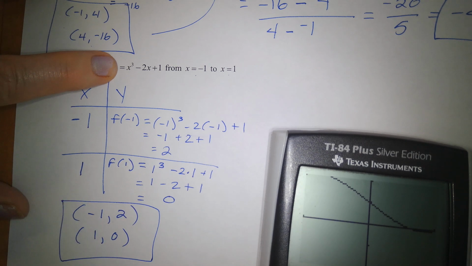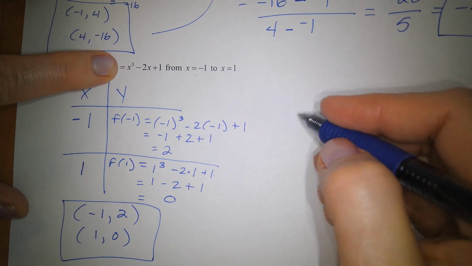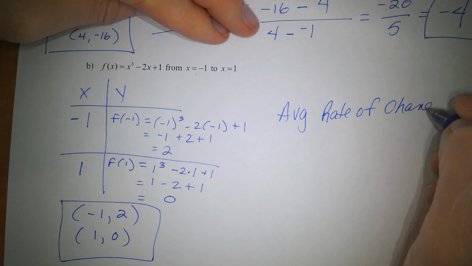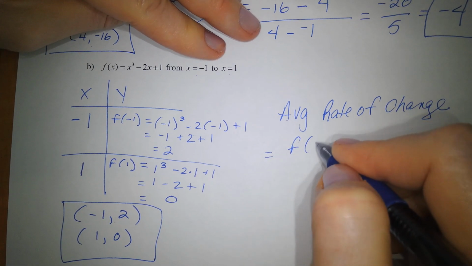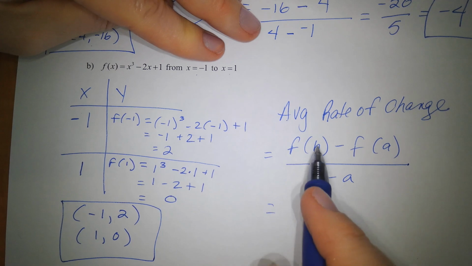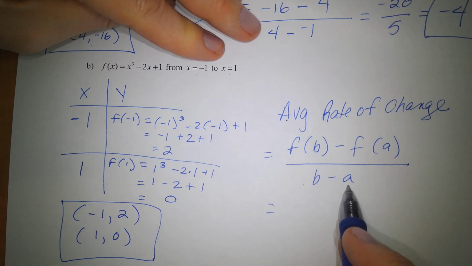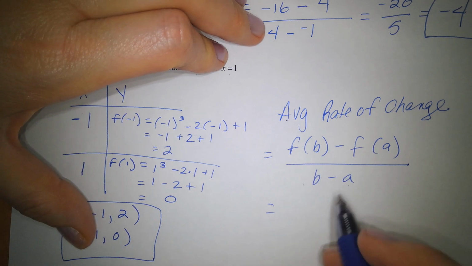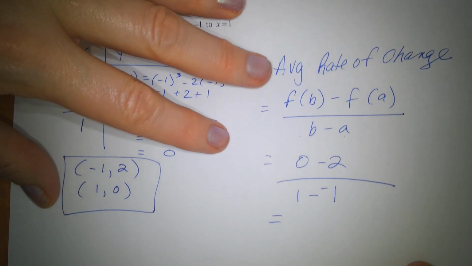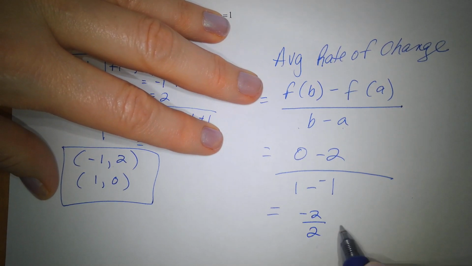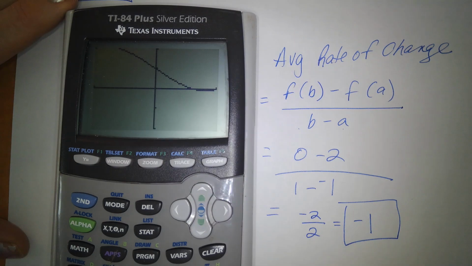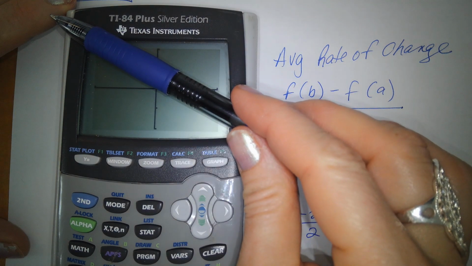So we're going to use these 2 points in the slope equation, but again, we call it average rate of change. So average rate of change is going to be the function evaluated at one point minus the function evaluated at the other point divided by the difference of those points. In other words, it's change in y over change in x, just like slope. So change in y, I subtract these 2 y coordinates, so 0 minus 2, over 1 minus negative 1. So I get 0 minus 2, which is negative 2, over 2, which is negative 1. So the average rate of change for this graph is negative 1. And by looking at the graph, that makes sense. It is definitely a negative slope between those 2 points.